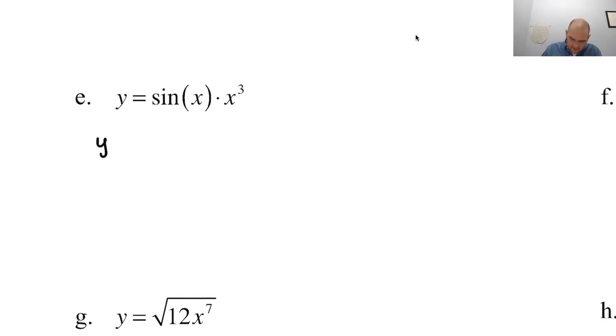All right. So I'm going to call this y prime to vary it up. So first times derivative of the second plus second times derivative of the first. The derivative of sine is cosine. So cosine.